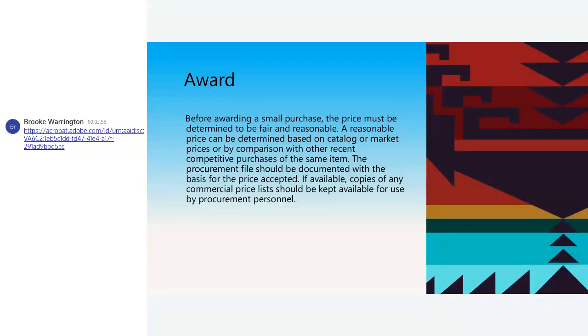So before awarding a small purchase, your price must be determined to be fair and reasonable. A reasonable price can be determined based on catalog, internet, market prices, or comparison with other items that you bid on or procured, of that same item. Your procurement file should document the basis for why you accepted that price. If available, copies of any commercial price list should also be kept for use by your procurement personnel.